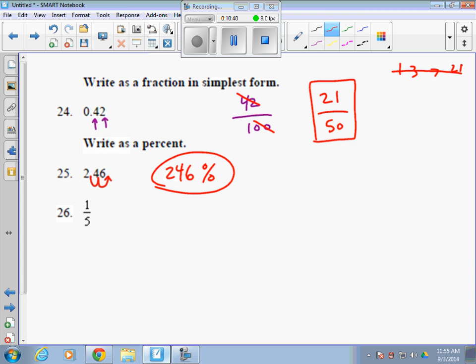1/5 written as a percent. If you wanted to say percent, then you need to make the bottom number 100. So you have to multiply 5 by 20, so 1 by 20 as well. Now it says 20 per 100, which means 20 per percent, so your percentage is 20%. Or simply divide 1 by 5, and you'll get 0.2, move the decimal over 2 spots.